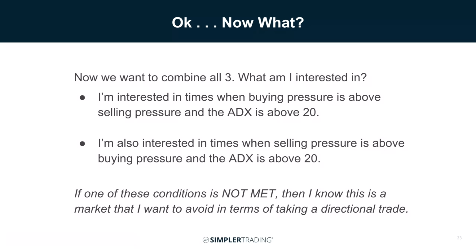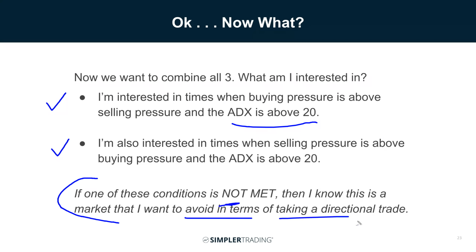So what am I interested in here? I'm interested in times when buying pressure is above selling pressure and the ADX is above 20. I'm also interested in times when selling pressure is above buying pressure and the ADX is above 20. If one of these conditions is not met, then I know this is a market I want to avoid in terms of taking a directional trade.